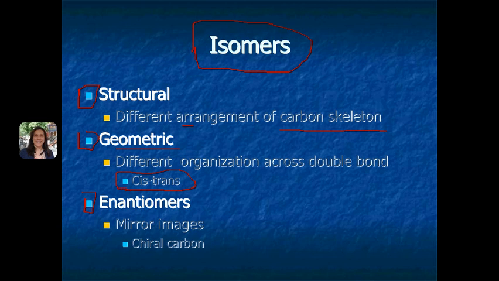And then finally, enantiomers are molecules that are mirror images of each other, and they are characterized by the presence of a chiral carbon atom. In other words, a carbon atom that is surrounded by 4 different chemical groups or 4 different elements.